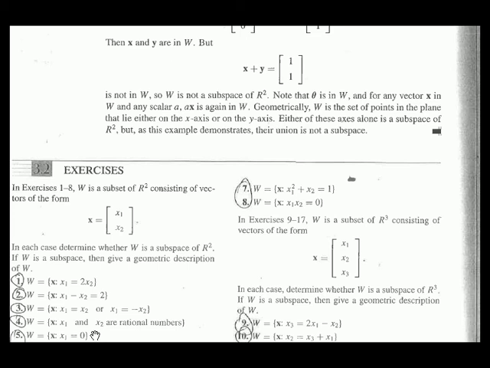Although don't just say, it's not a line through the origin, so it can't be a subspace. You have to check that linear combinations, that is, adding vectors and multiplying by scalars, can't get you out of it to prove that it's a subspace.